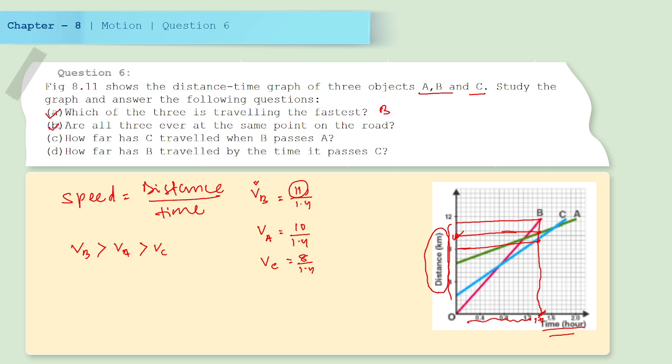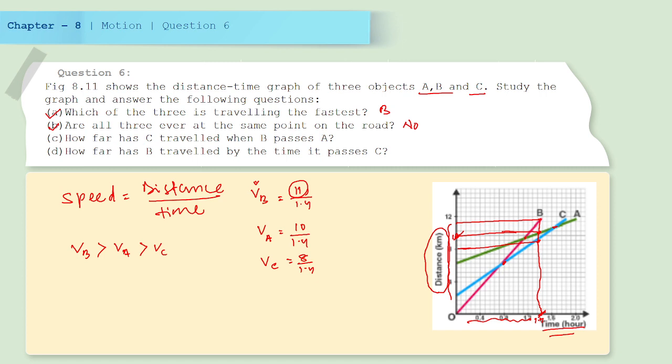Now the second question: are all the three ever at the same point on the road? No. You can see here A, B, C, there is no common point. C is meeting A here, B is meeting A here, C is meeting B at this point, but they are not meeting together at any point, right? So the answer will be no.